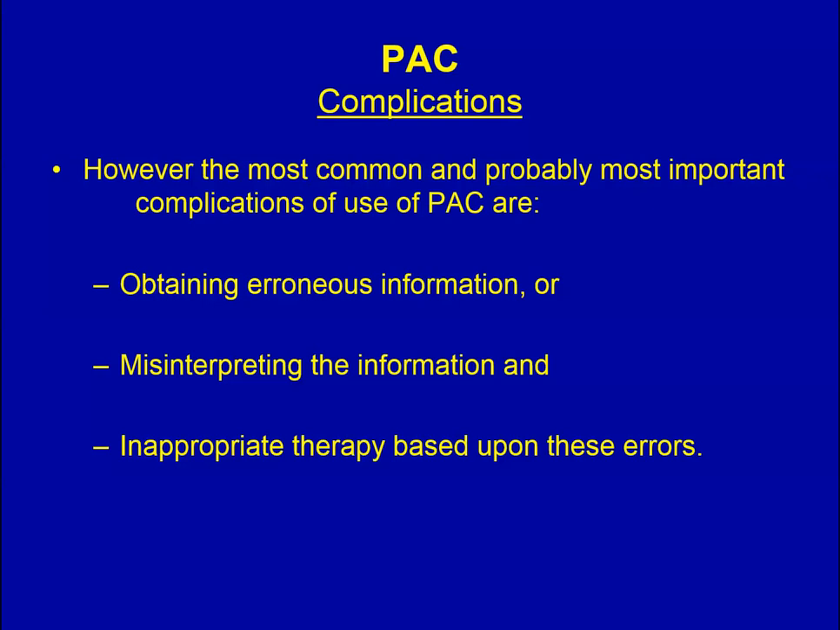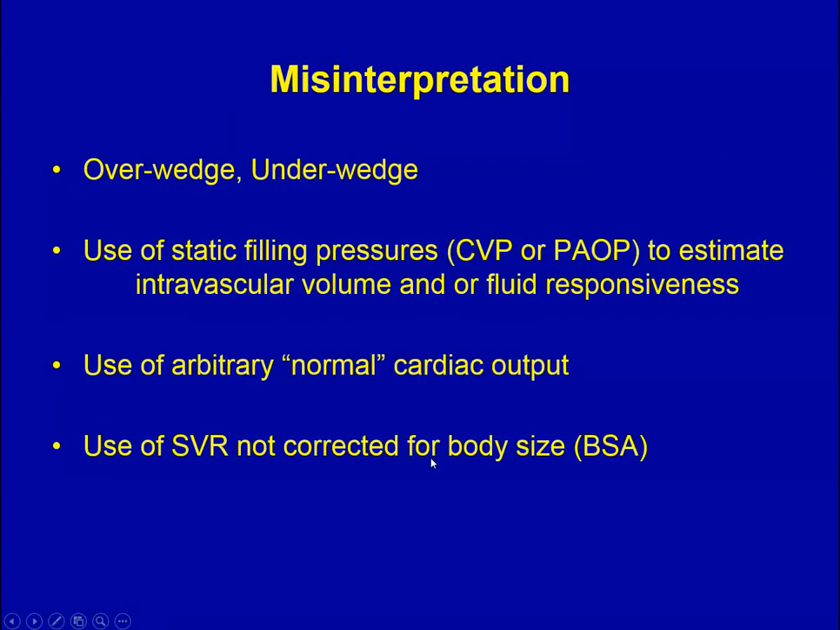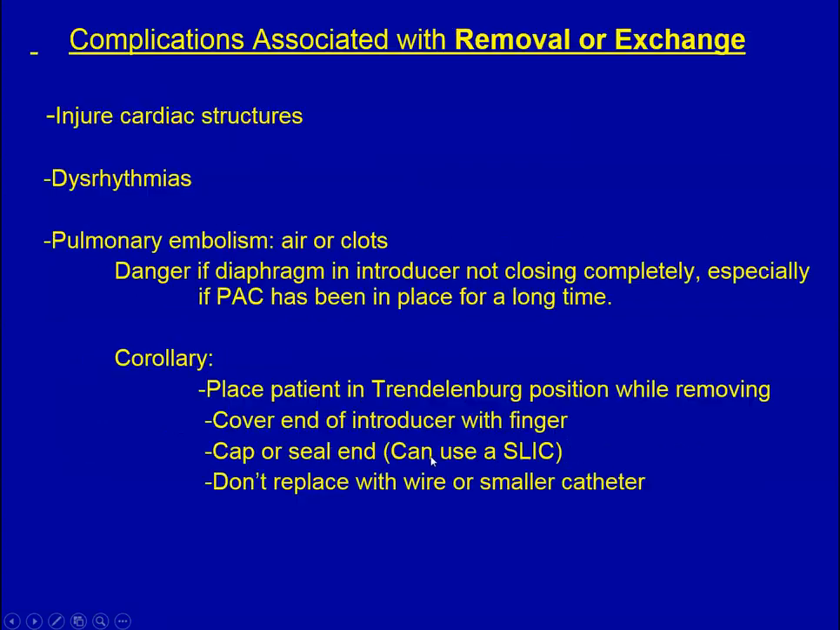As I mentioned before, the most common and probably the most important complications of use of the pulmonary artery catheter are obtaining erroneous information or misinterpreting the information and applying inappropriate therapy based on these errors. These are some of the sources of erroneous information and sources of misinterpretation.